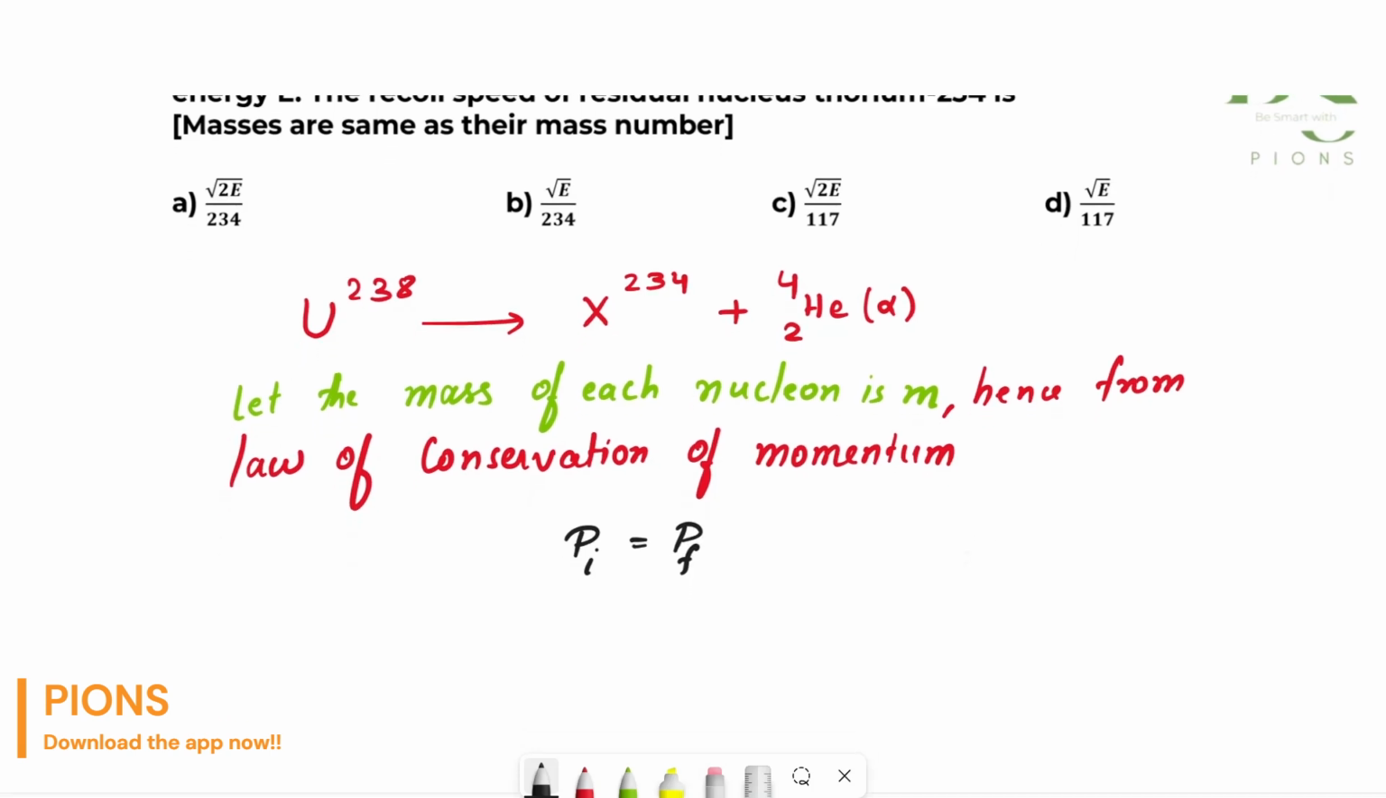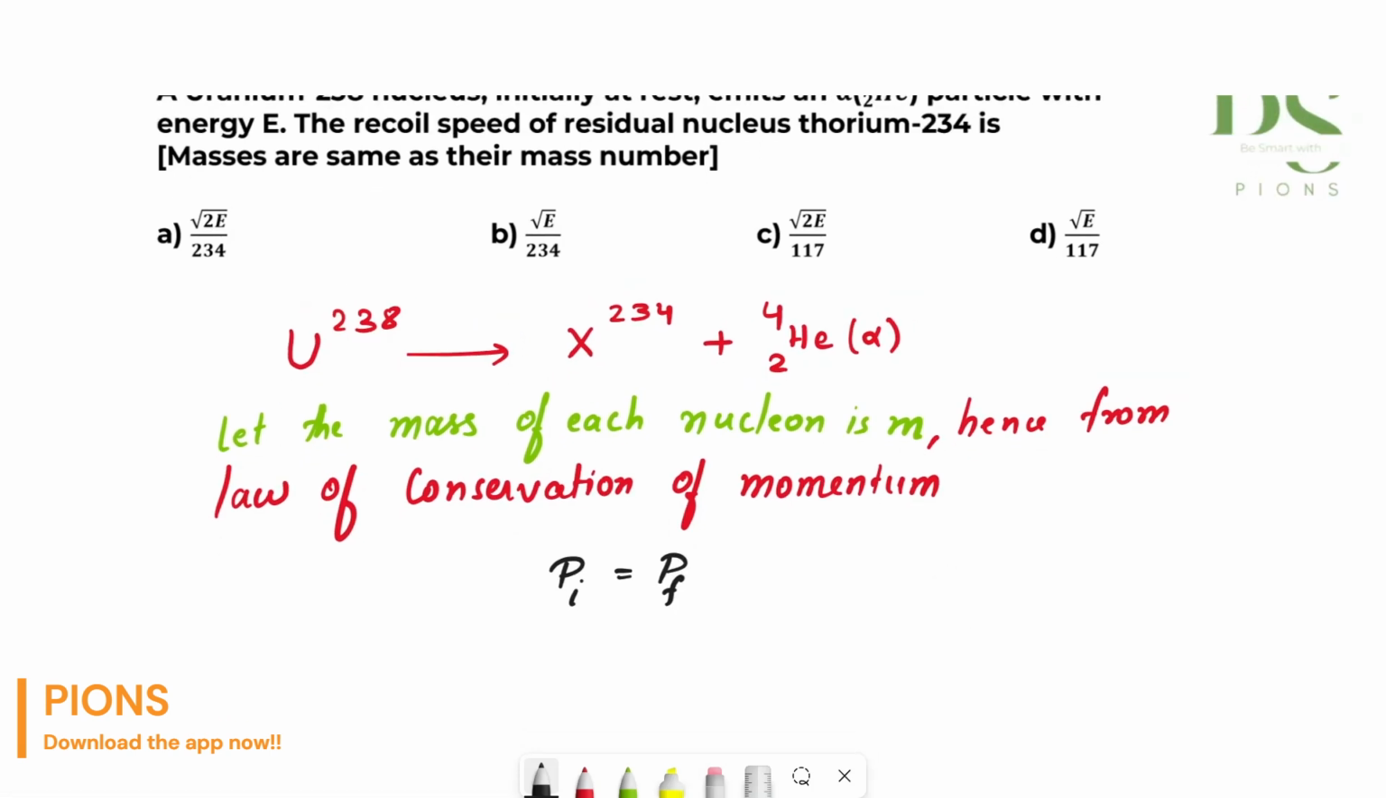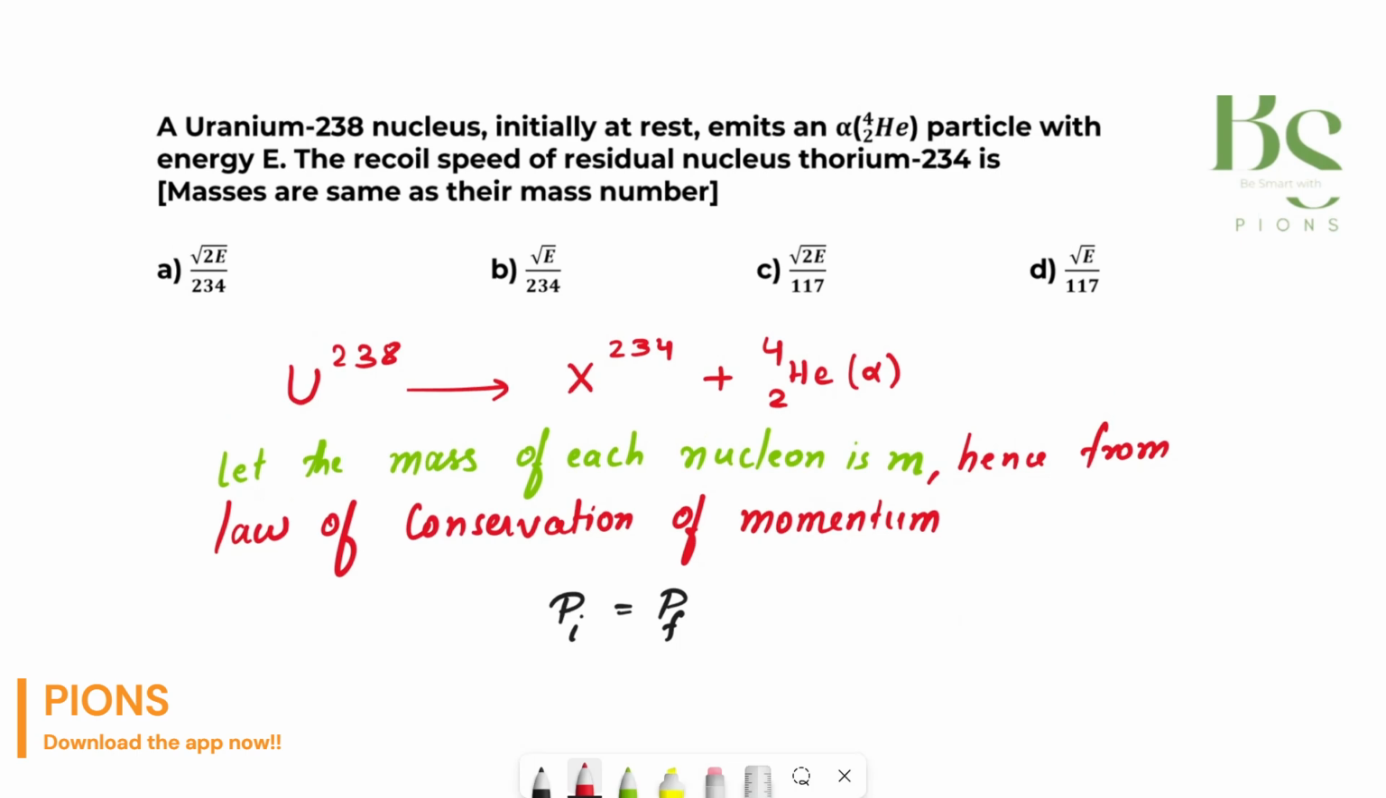So if initial and final momentum are equal, how do we find momentum? The momentum is found using mass times velocity, right? So 238 is the mass number, so 238 times the mass of each nucleon, M. And what is the initial velocity? If you read the question carefully, it is at rest, so the initial velocity will be 0 over here, correct? And that will be equal to the final momentum.